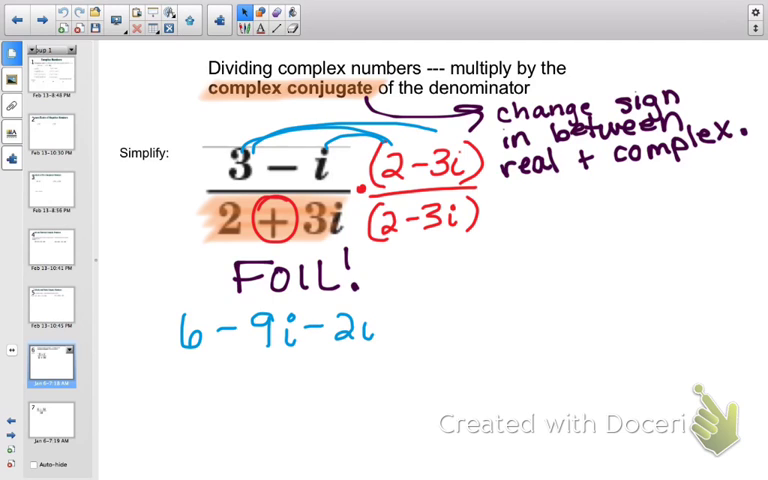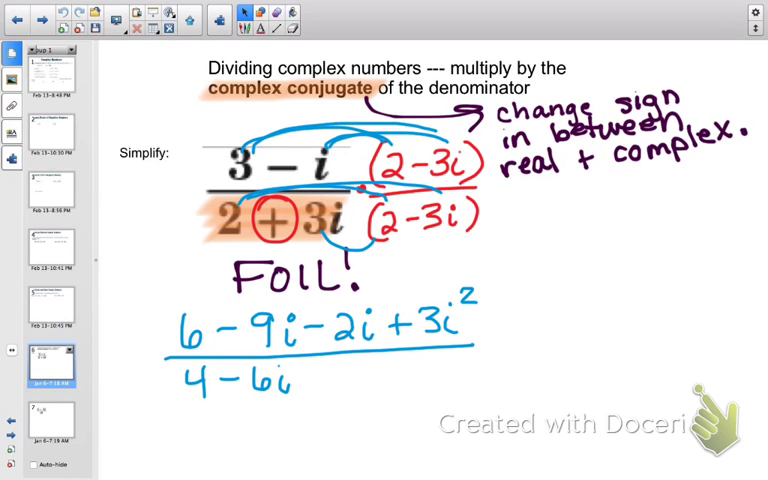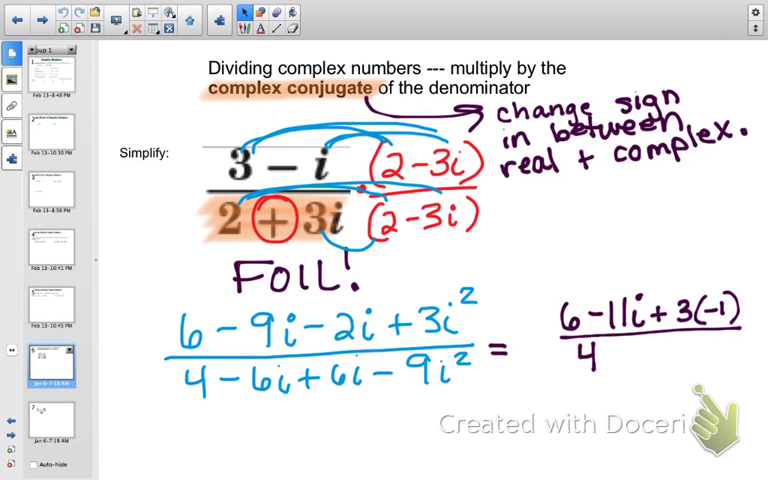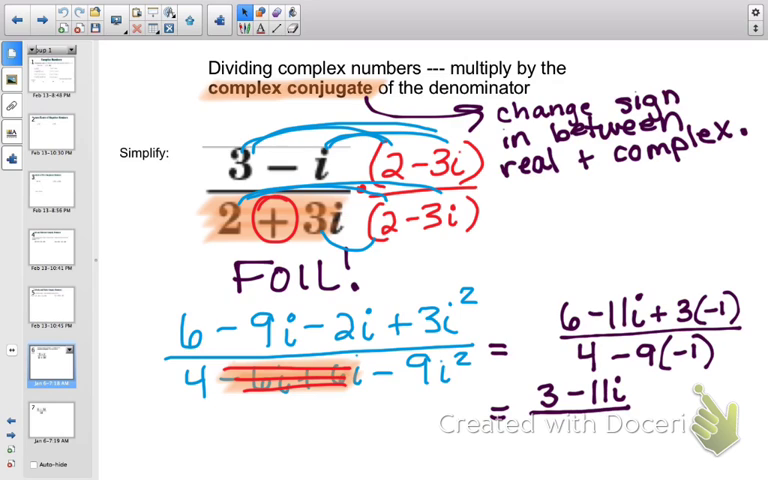I'm just going to go through that because we already did FOIL on the last page. And it ends up happening that multiplying by the complex conjugate is going to cancel out the middle two terms in the denominator. So let's simplify the numerator, substitute in negative 1 for i squared. And then the two middle terms in the denominator cancel out, substitute in a negative 1 for i squared in the bottom as well. So we get 6 and then a negative 3 combined to positive 3 minus 11i. Negative 9 times negative 1 is positive 9, plus 4 gives us 13. And that's as far as we can go.